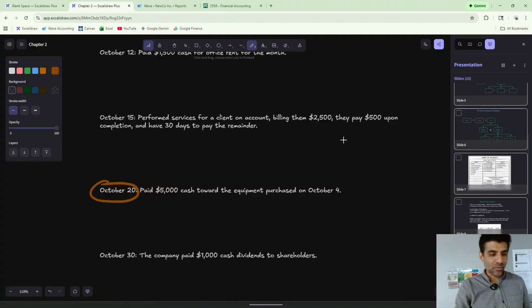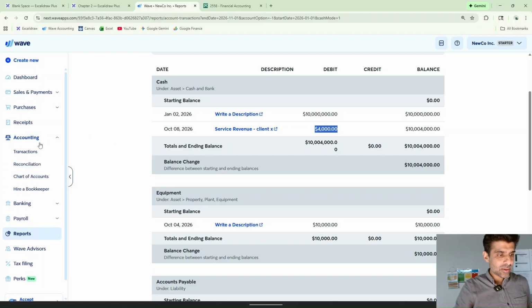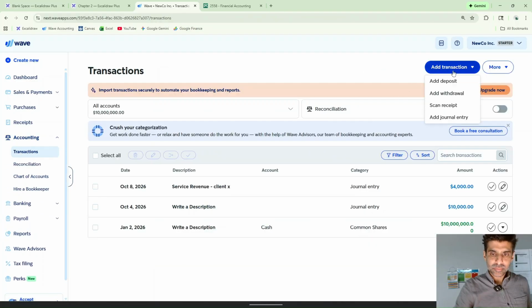Okay, so we just figured it out. This is our journal entry: debit accounts payable 5,000, credit cash. Okay, so let's do that journal entry, and it's on October 20th. So go back to transactions.